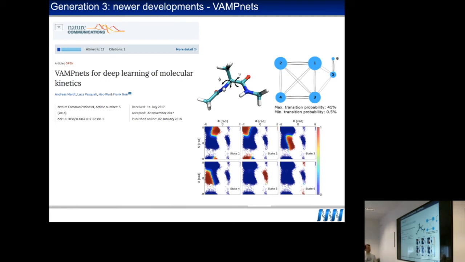And with this flexibility, you can get very high quality Markov state models, even if you use only a few states. But it's not so easy to find these assignments. You have to somehow have a powerful algorithm that allows you to identify where the transition states are and how these functions, which assign configurations to states, should be defined. And in VAMPnets, we do that with neural networks.